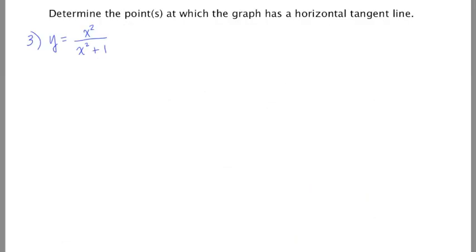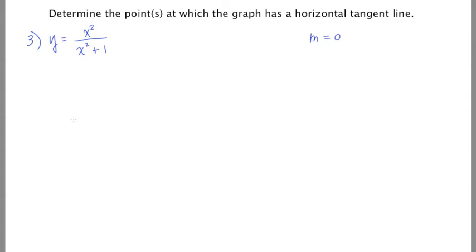In this question, they ask us to determine the point or points at which the graph has a horizontal tangent line. We've seen this problem before, but just as a reminder, a horizontal tangent line would occur when the slope is equal to 0. And of course, the slope is like finding the first derivative.